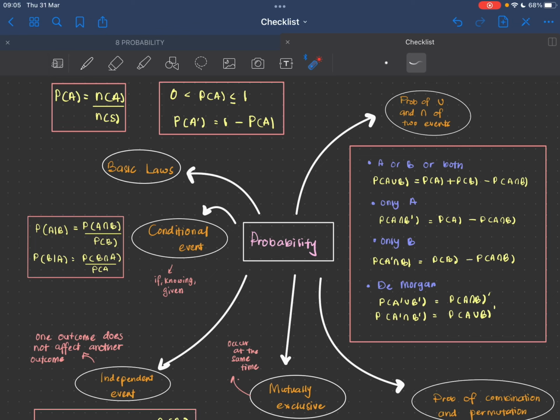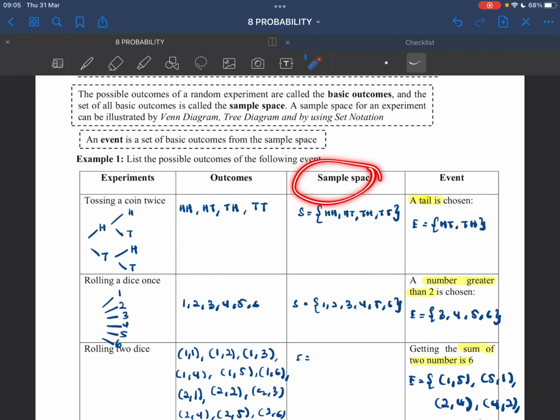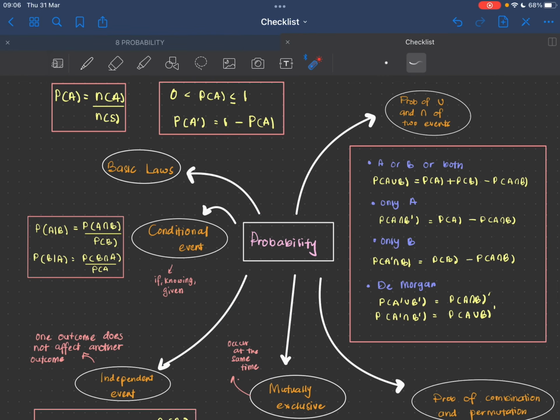A is the event. This is the sample space, this is your S, this is your event A. To find the probability, it is the probability of A divided by the probability of the sample space. One thing that you have to know is the probability cannot be more than 1. It has to be less than or equal to 1 and greater than 0. If it is 1.2, that is not probability.